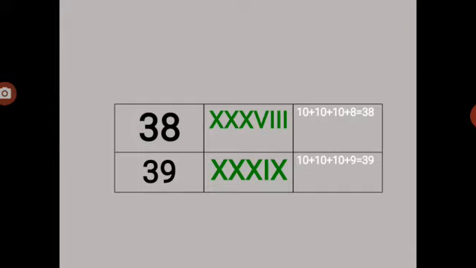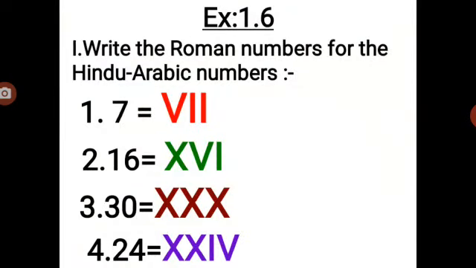Have you cleared Roman numbers? Okay, see the exercise sums. Write the Roman numbers for the Hindu-Arabic numbers. 7: how to represent? 5 plus 2. 5 means V, plus 2 means II, so V followed by II.